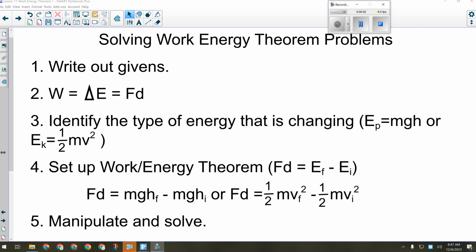Okay, so what I was trying to do here, guys, was put into words the set of steps I would vocalize each time we went through one of these problems. First, we wrote out our givens, and then we used our givens to identify if it was a work energy theorem problem. Once we did that, we put in that work is a change in energy, which is force times distance. And then from our givens and the context of the question, we would determine whether potential energy was changing or kinetic energy was changing.